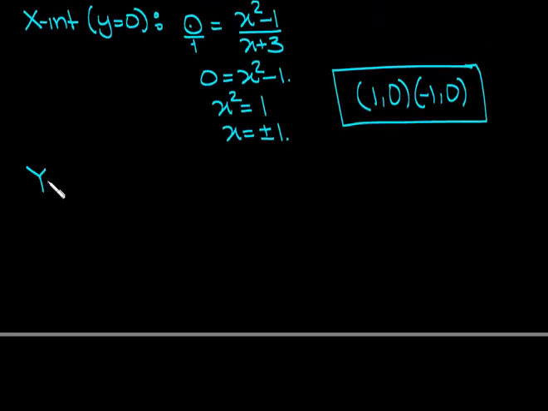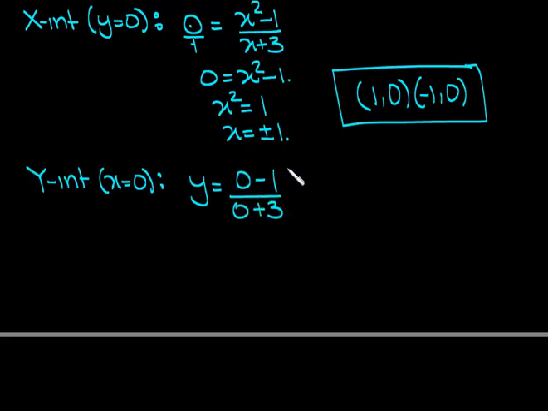The next thing I want to do is find the y-intercept. We set x to 0. So we get y is equal to 0 minus 1 divided by 0 plus 3. So we end up with minus 1 over 3. So my y-intercept is x is 0 and y is minus 1/3.